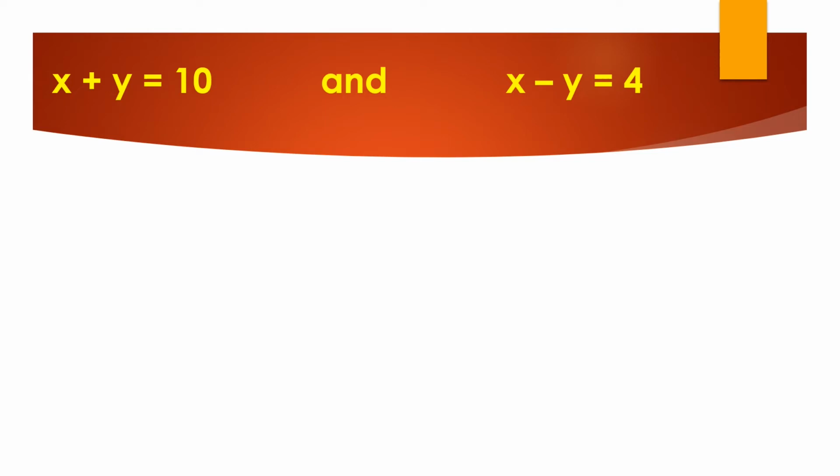The first question: x plus y equals 10 and x minus y equals 4. If you use the elimination method, you have to write x plus y equals 10 and below that x minus y equals 4. Can I write this in the opposite direction? For example, I want to write x minus y first and below it x plus y. Yes, you may, but don't forget x minus y equals 4.